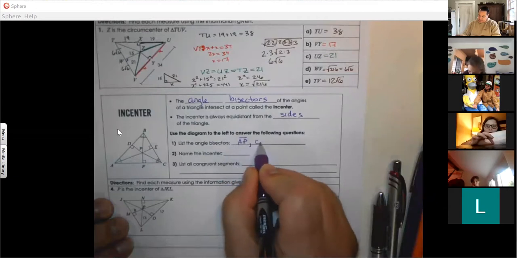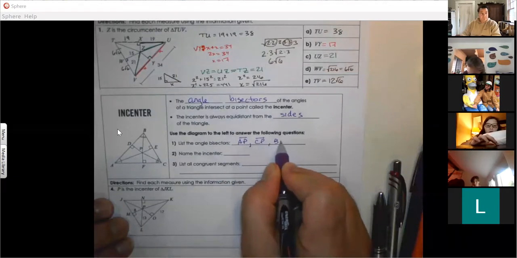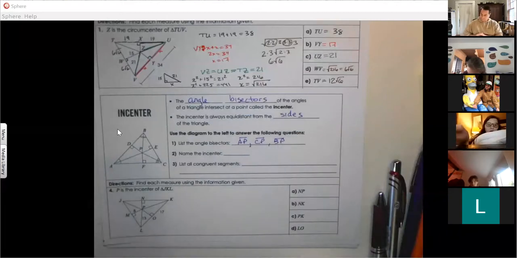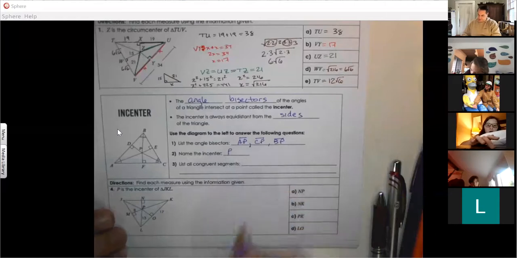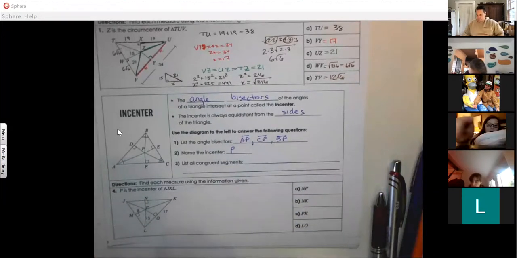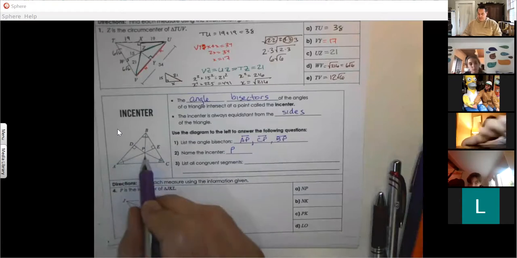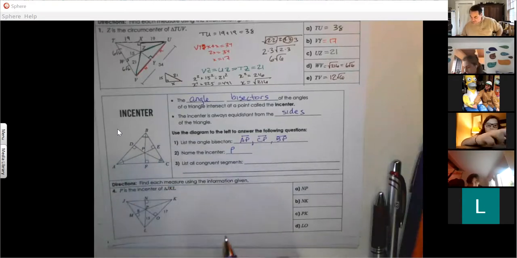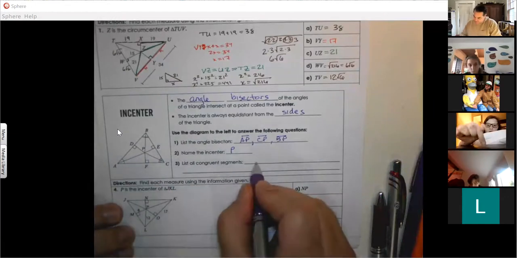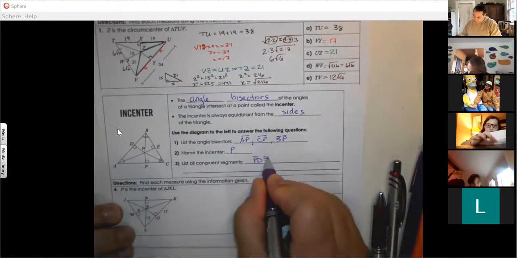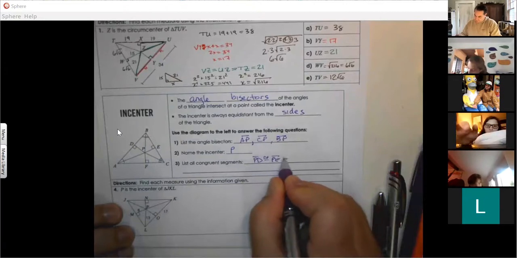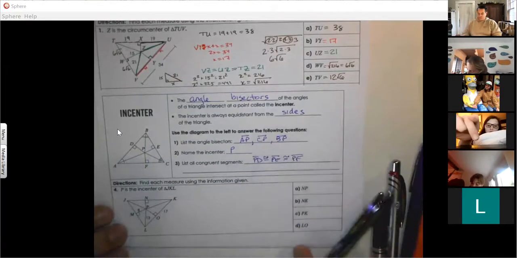AP, CP, BP. The incenter is the common point again, which is P. And the listing of the congruent segments is the conclusion. If these are angle bisectors, then all these little distances to the sides are the same. So we'd expect that PD is congruent to PE is congruent to PF.